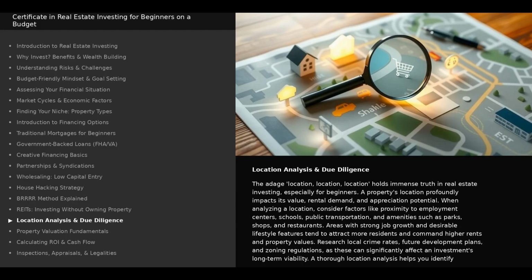When analyzing a location, consider factors like proximity to employment centers, schools, public transportation, and amenities such as parks, shops, and restaurants. Areas with strong job growth and desirable lifestyle features tend to attract more residents and command higher rents and property values. Research local crime rates, future development plans, and zoning regulations, as these can significantly affect an investment's long-term viability. A thorough location analysis helps you identify markets with strong fundamentals and growth potential, minimizing risk and maximizing returns.